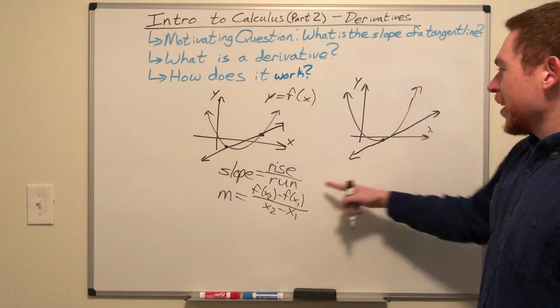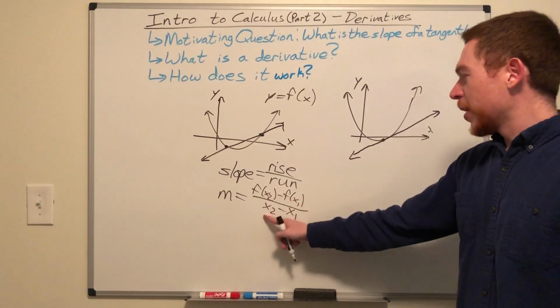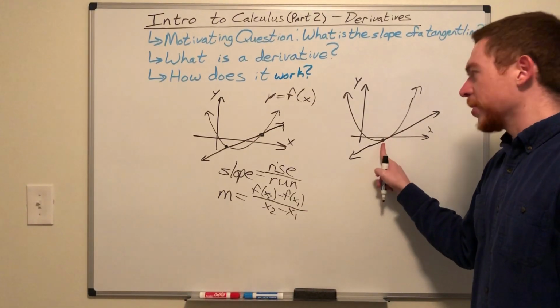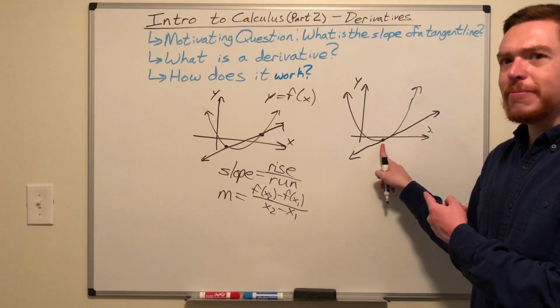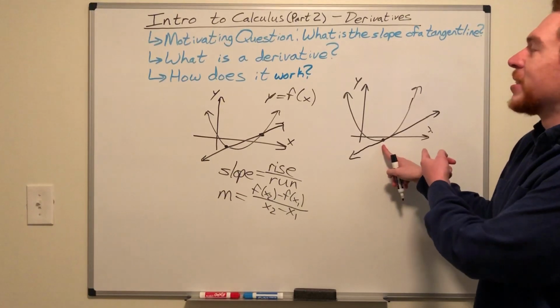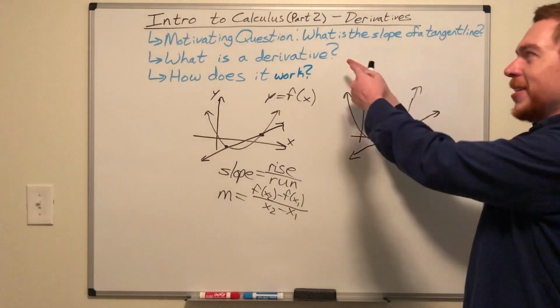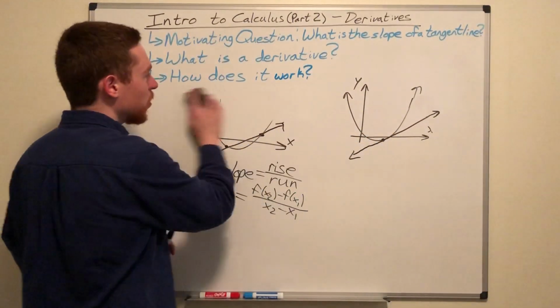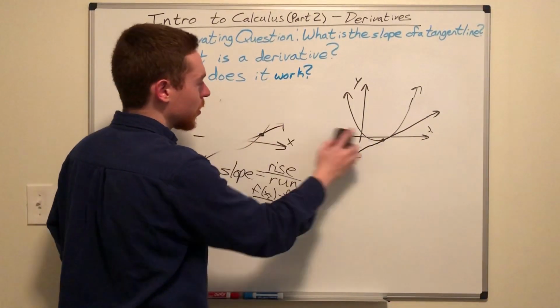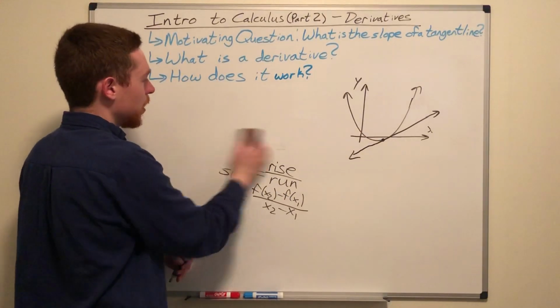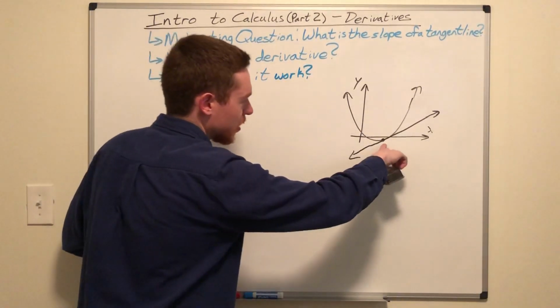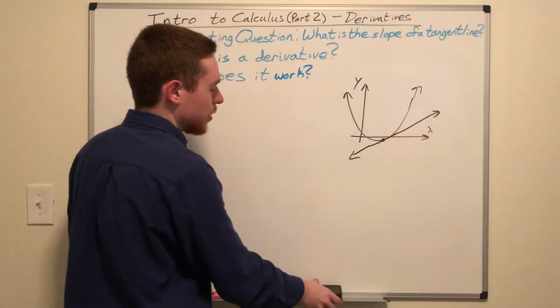And well, we can't use this formula anymore because this requires 2 x values to be able to use. And here we only have 1 point. So how do we find the slope of this thing? Well, that's what a derivative is useful for. Okay, so that's just the motivating question. That's the thing we're looking for. And I'll explain a little bit of why we want to understand the slope of tangent lines in just a second.